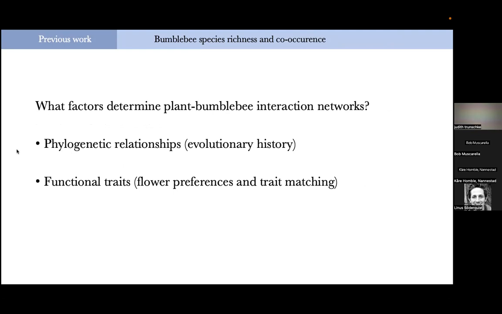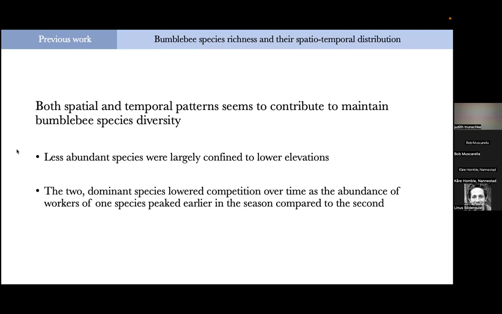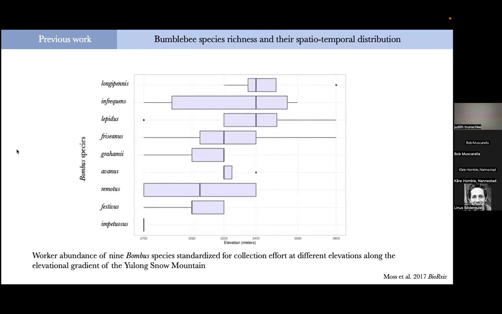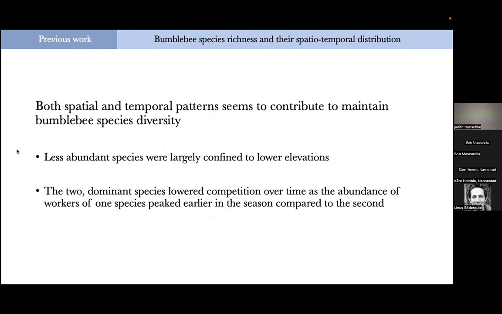Then another PhD student was investigating what factors can actually determine the bumblebee interaction network. So how can they co-occur when they are confined to the same elevational range? Because what you can see is that at mid-elevation, there's still a lot of overlap. Even if they sort out a little bit across the elevational gradient, many are co-occurring at mid-elevation. What we could generally assume is that phylogenetic relationship can contribute, but also functional traits and other external factors can contribute to defining ecological niches and co-occurrences of species.